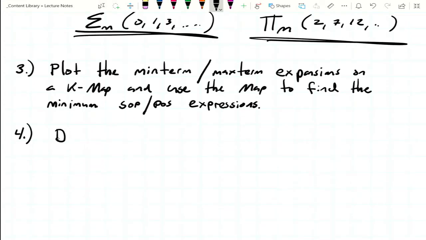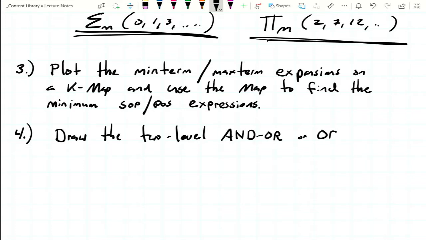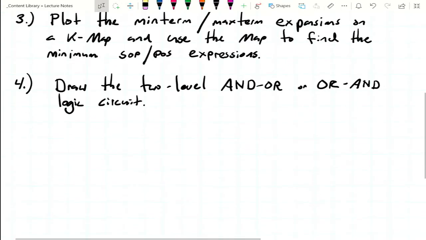Step 4 is draw the two-level AND-OR or OR-AND logic circuit. Now you could stop here, right? Because this gets you a working logic circuit that is largely optimized, right? You got it most of the way to your optimized solution. Anything you do beyond that is going to be just degrees of optimization. And so you've got a working logic circuit here. So we'll take our next two steps, 5 and 6, we're going to say that they're optional.